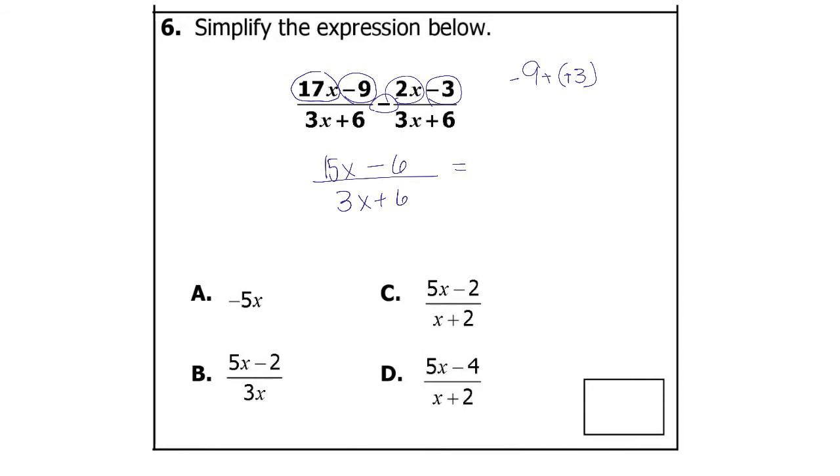And we have a GCF of 3 in the numerator, so we're going to have 5x minus 2. And in the denominator, we have a GCF of 3, so that's going to leave me with x plus 2. And so those 3's will cancel out, and it looks like we are going to have answer choice C.